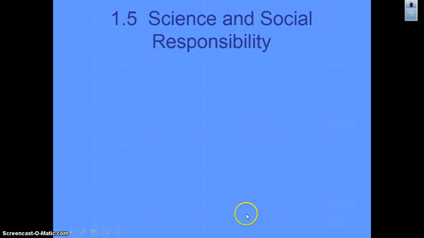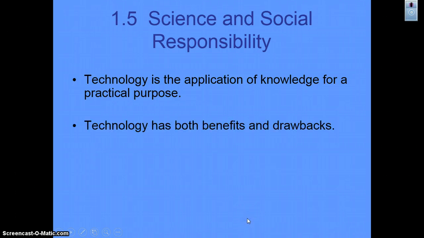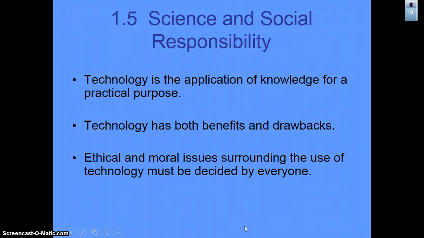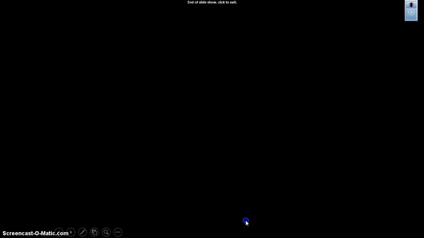All right, so the final thing we're going to talk about is science and social responsibility. Due to advances in technology, which is the application of science for a practical purpose, technology is increasing on a daily basis. And there's benefits to it that we all enjoy, and there's also drawbacks. There are ethical and moral issues that surround the use of technology, and that has to be decided by everyone as a whole, by the human race, not just by the group of scientists that come up with it. And that'll take us through the end of chapter 1.